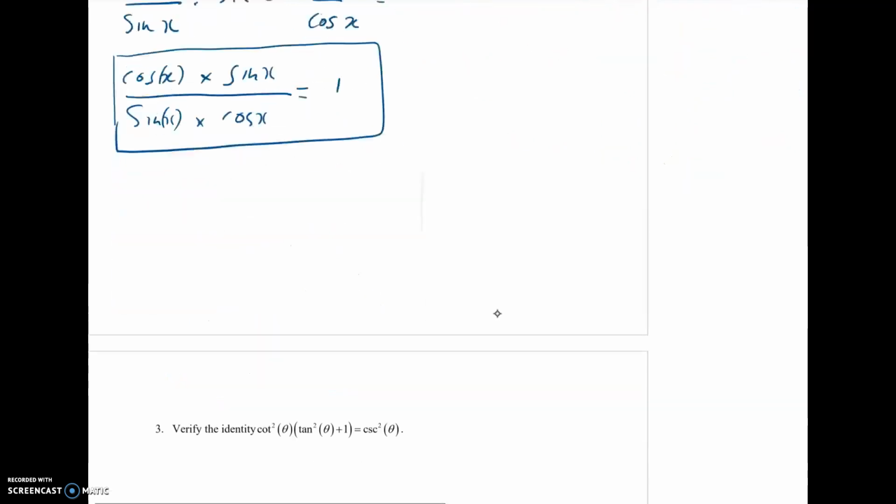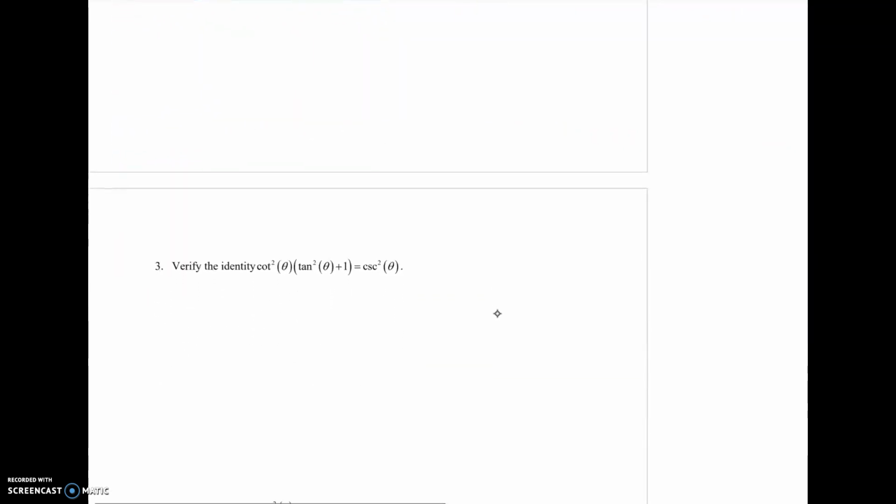Let's try to work with problem number 3 now. Let's try to verify the identity cotangent squared of the angle theta times tangent squared theta plus 1 equals cosecant squared of the angle theta. So the first thing I want to do is distribute cotangent theta. So I'm going to have cotangent squared of the angle theta multiplied by tangent squared of the angle theta plus cotangent squared of the angle theta.